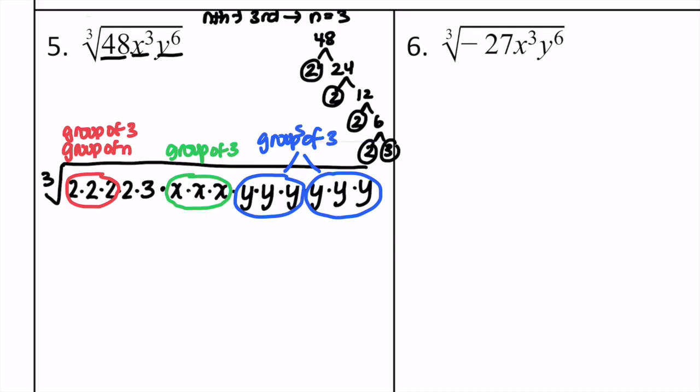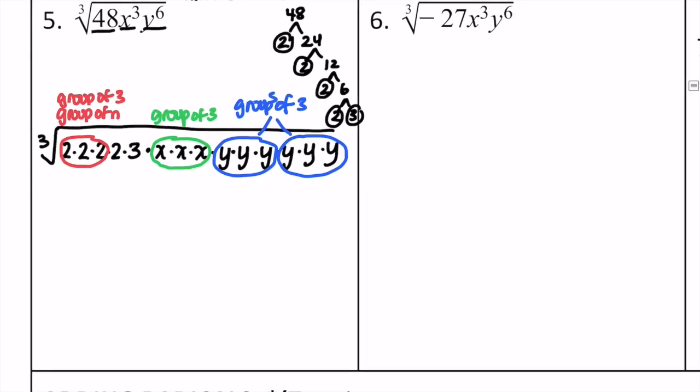And when I take out the groups of 3, I know the cubed root of 2 times 2 times 2 is 2. I know the cubed root of x times x times x is x. And the cubed root of y times y times y is y. Because what do I have to multiply by itself 3 times to get y times y times y? I have to multiply y by itself 3 times. And then I have 2 y's there being multiplied since I have 2 groups of 3 y's.